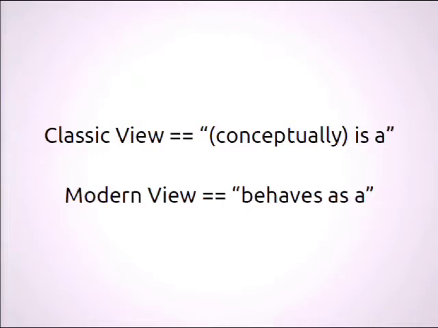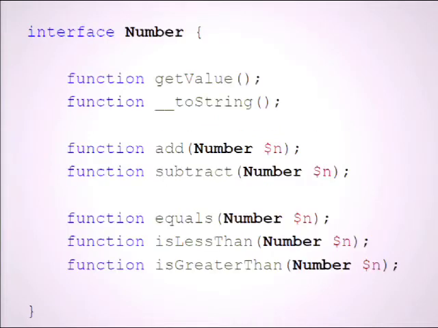So let's walk through an example with some real code. Let's talk about numbers. Numbers are a pretty abstract concept. When we think about them, we normally think about integers or decimals or things like that. But Roman numerals or complex numbers, there's really a lot of broad things that fit this concept of a number.